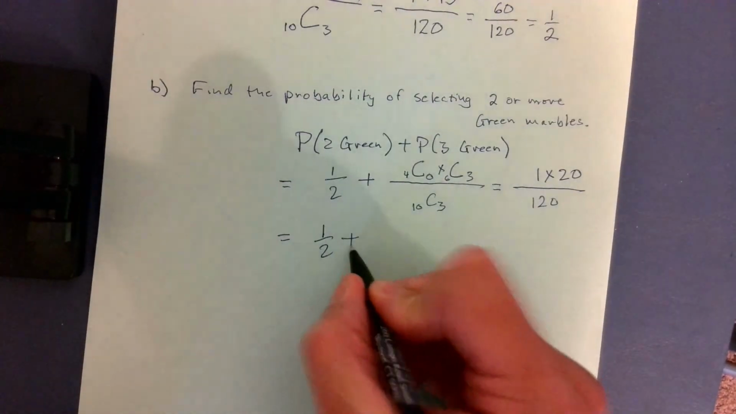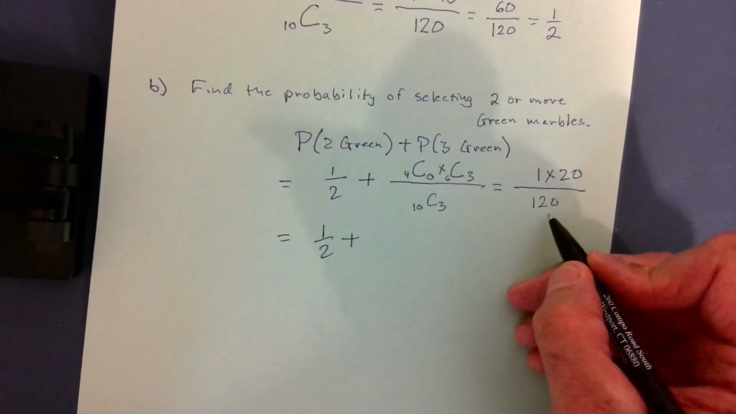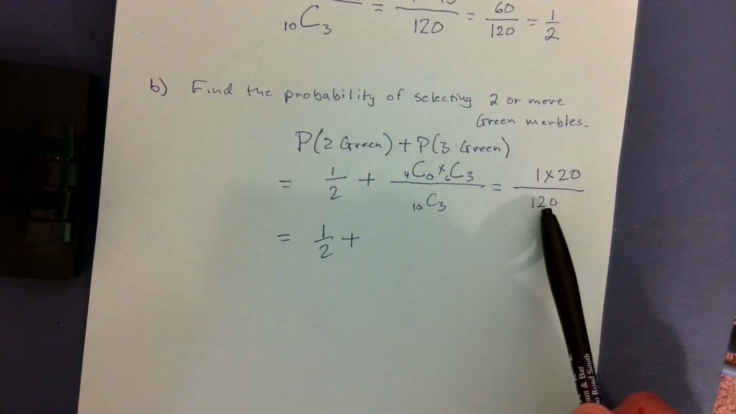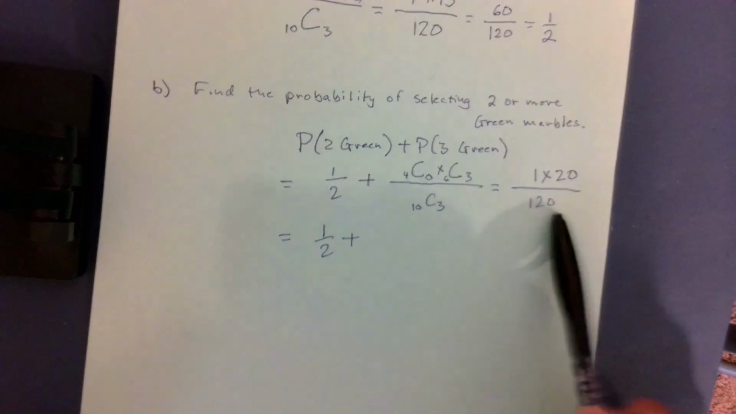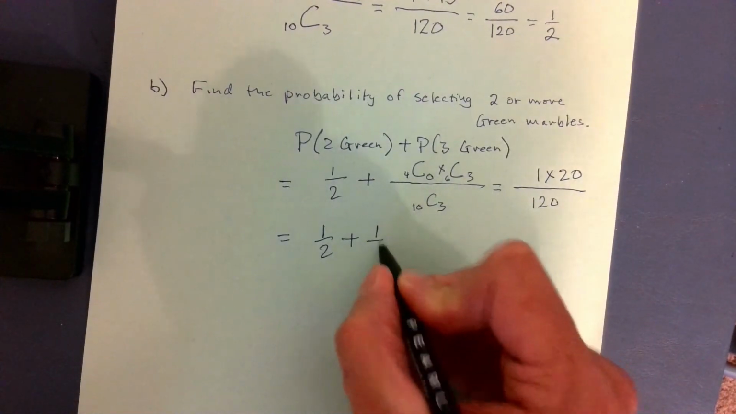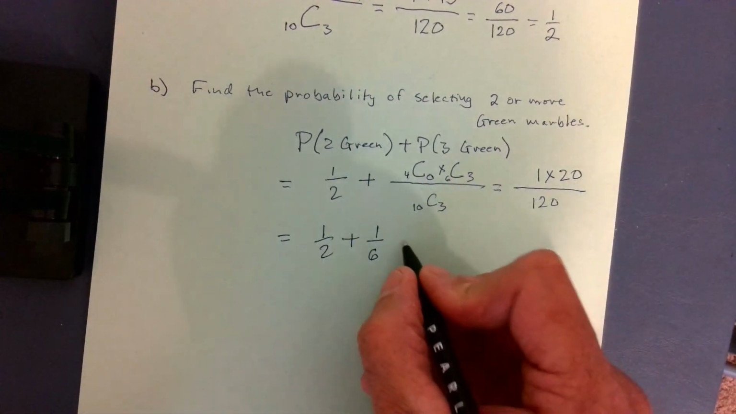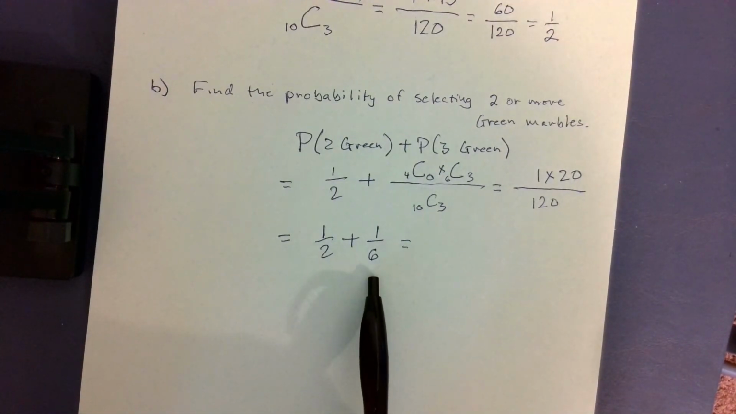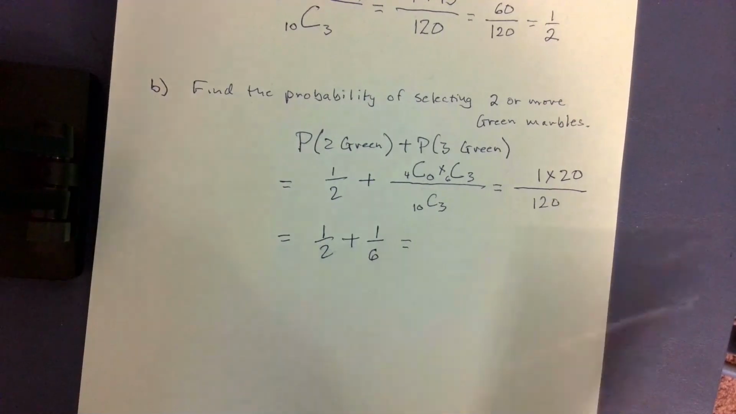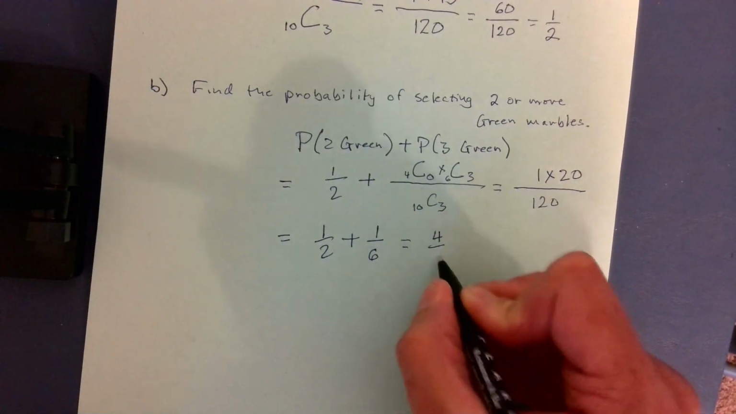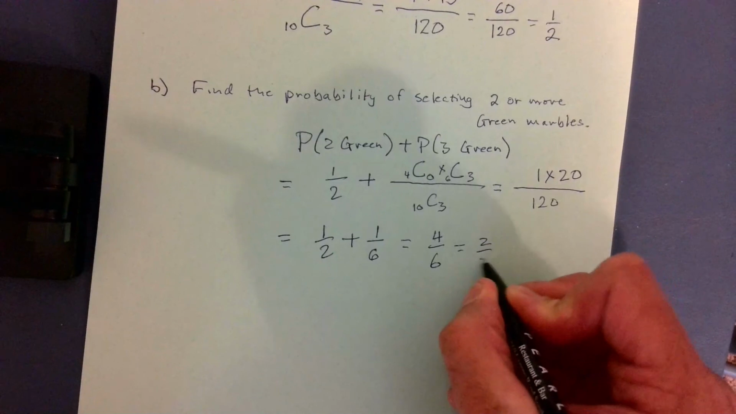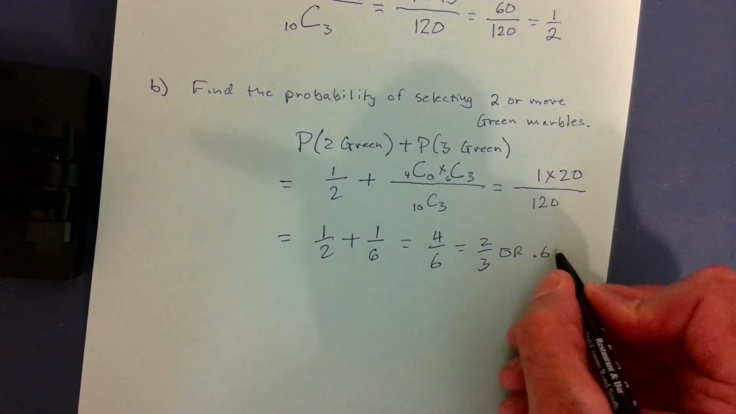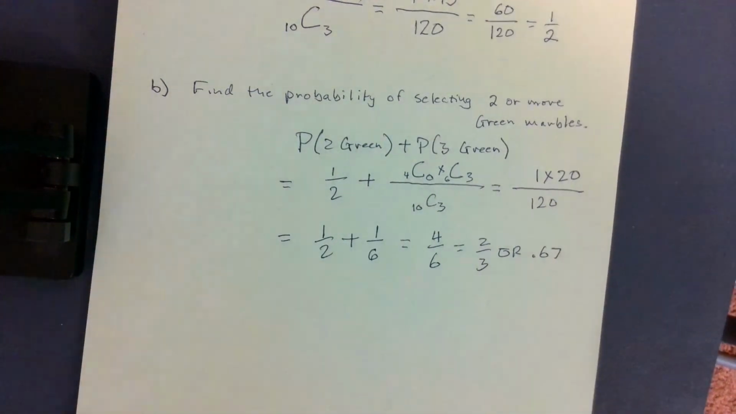So we will get 1/2 plus 20 over 120. Well, 20 over 120 reduces to 2 over 12, which reduces to 1 over 6. Okay, so we will get 1/2 plus 1/6, which is 3/6 plus 1/6, which is 4/6, which is 2/3, or about 0.67.